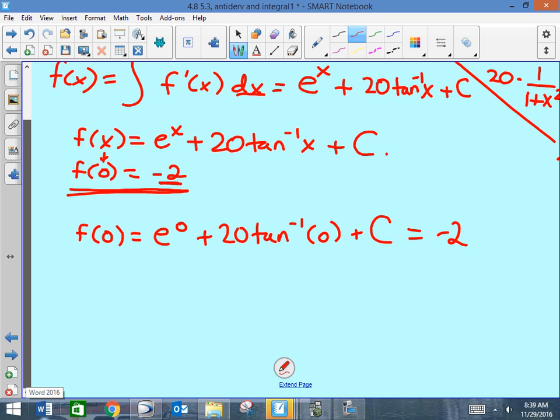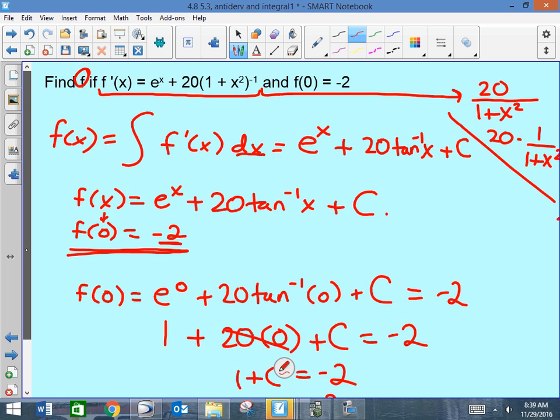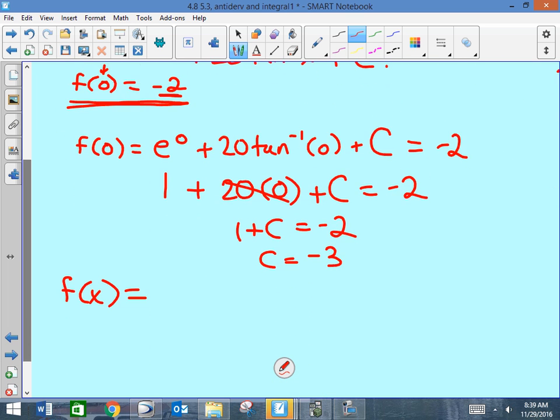Right? Any questions about that? e to the 0 is what? Plus, what's inverse tangent of 0? 0 plus c equals -2. This is 0. 1 plus c equals -2. c equals, okay, so really, what's f of x?